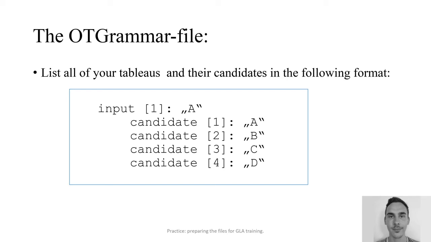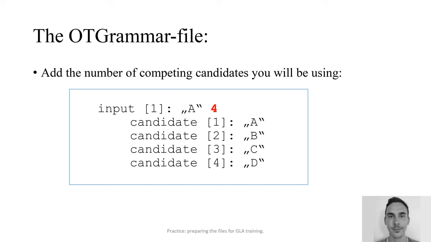The syntax is the following: input, the number of the input in square brackets, colon, and the name of the input representation in quotes. It is very important that you use the same names for input representations and potential output candidates as the ones you used in the pair distribution file, because the files will later be matched in the training period. Then you provide a list of the candidates in that tableau with a very similar syntax: candidate, number of candidate in square brackets, colon, and the name of the candidate in quotes. Then you add the number of candidates next to the input representation, which is 4 in this case.